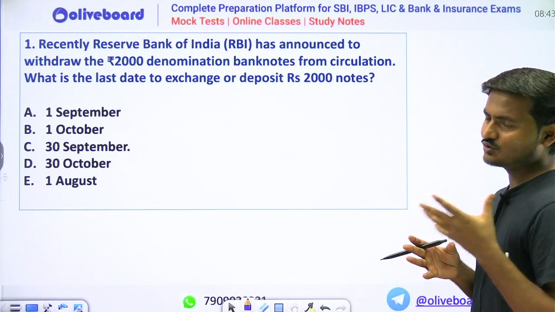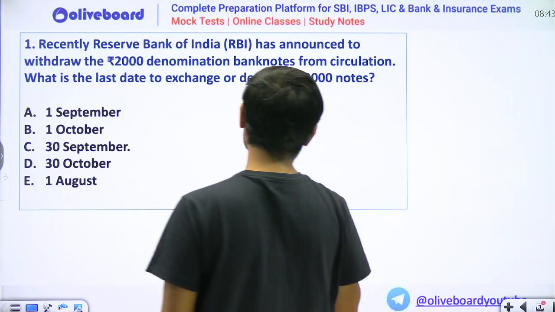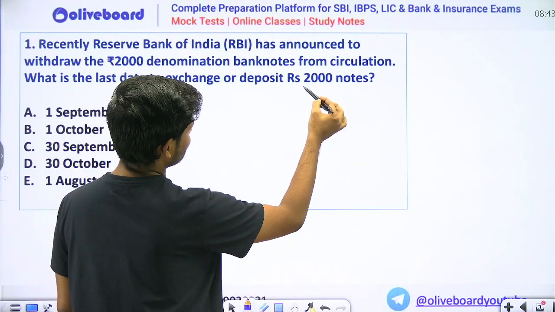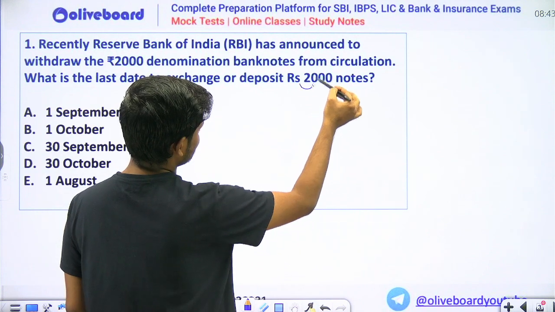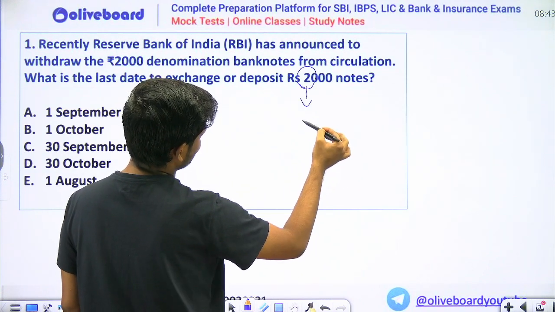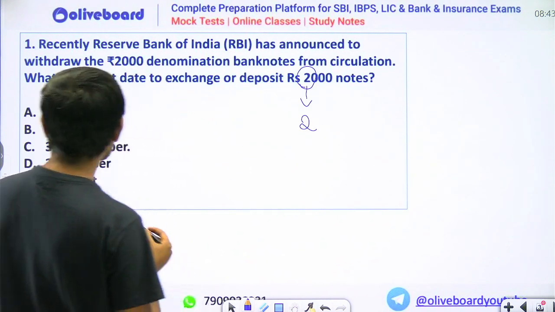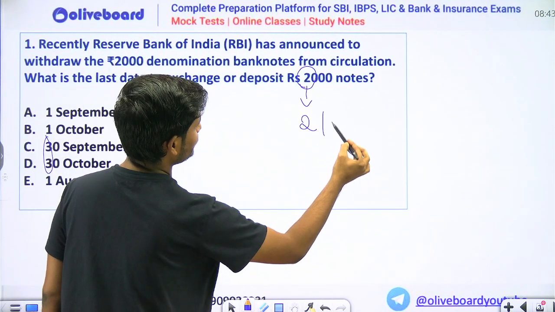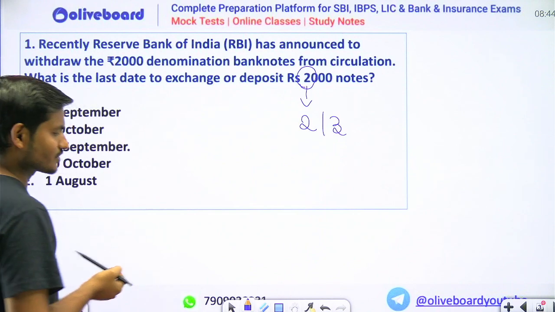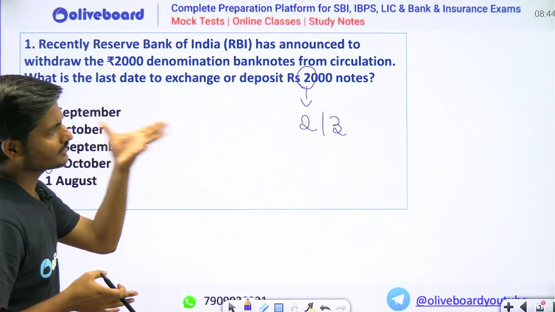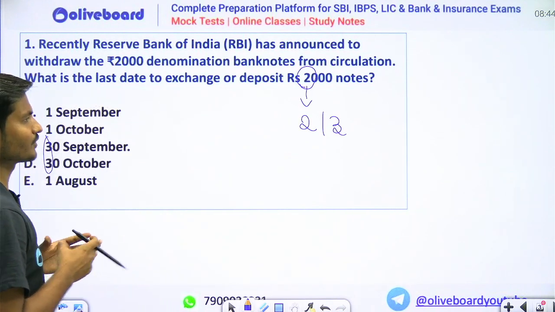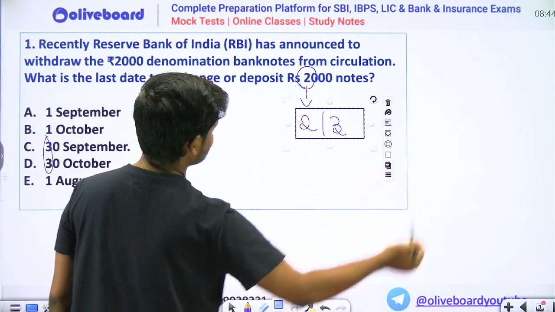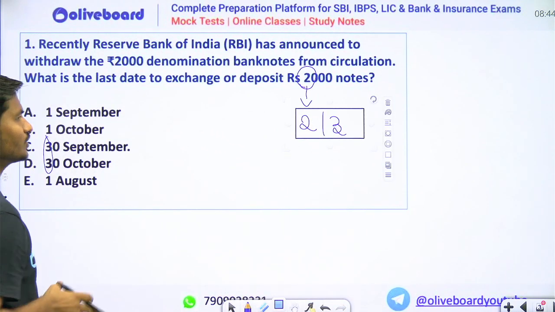I usually follow a trick that is called the consecutive number trick. Let me show you with the help of an example. Here it is 2000 rupees, so extract 2 from 2000, and extract 3 from options C and D. Now we have extracted 2 and 3, and I call this the consecutive number trick because 2 and 3 are consecutive numbers, right?